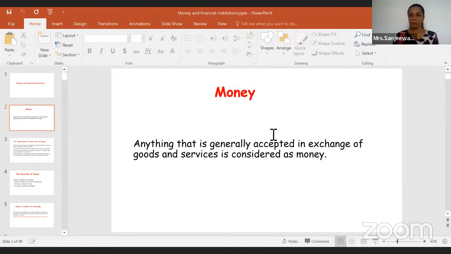The first thing that you need to know is what money is. How do you define money? If someone asks what money is, there should be a definition. Money is anything that is generally accepted in exchange for goods and services. Earlier, in ancient times, the system was the barter system. They did not have a common commodity for exchange; they exchanged goods for goods. There were some drawbacks of the barter system, and money came as a solution for that. So money is something very useful and very important. How do you define money? Anything that is generally accepted in exchange for goods and services. That's money.